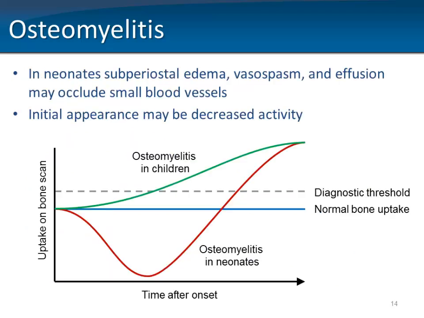And that may be due to the fact that the bone scan appearance is variable according to age. I try to summarize this in this graph where you always have a normal uptake of bone, and it has to be increased to a certain diagnostic threshold before you can call it an osteomyelitis. And then what we hypothesize is that in neonates, the subperiosteal edema and vasospasm or effusion can in fact occlude small blood vessels, leading to a decrease first in uptake before you see an increase. Whereas in older children, this decrease is no longer seen. So that is something to keep in mind.